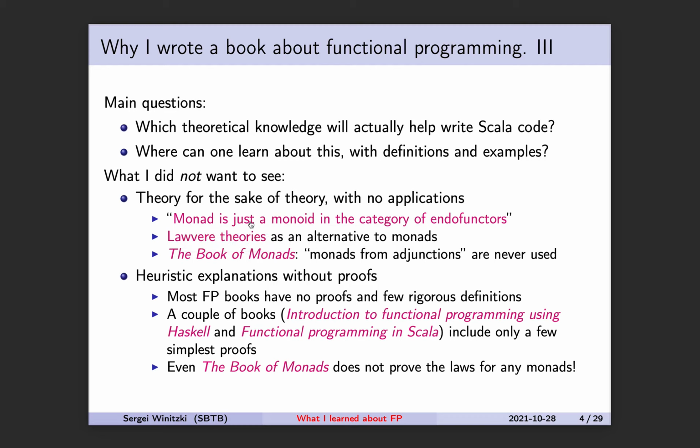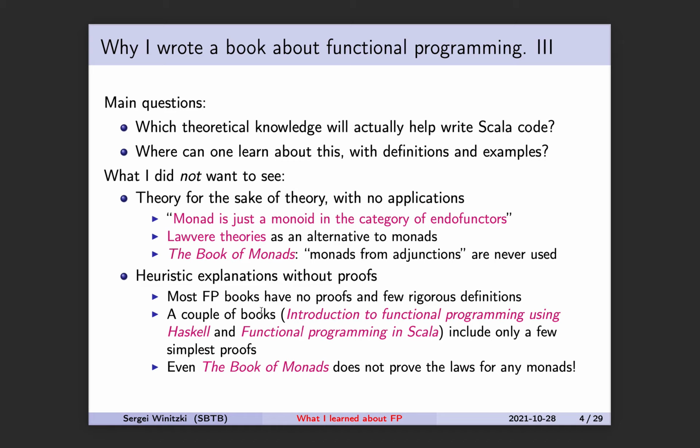So how do I choose what I have to learn? Do I have to learn disjunctions? Do I have to learn what is an endofunctor? I was also not looking for heuristic explanations without proofs. That is the case of most functional programming books today. They do not have any proofs. They do not give any rigorous definitions, or very few.